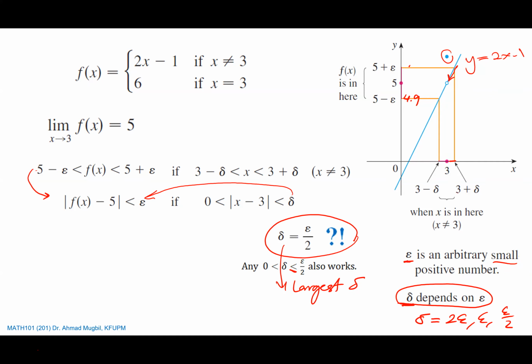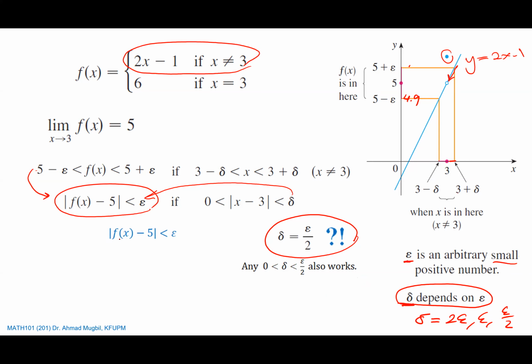How to do that? How to know that it is epsilon over 2? This is the main task. The idea is to start by guessing the value. You will start from here. What is your function? When x is not equal to 3, here it is. You will put instead of f of x, 2x minus 1. 2x minus 1 minus 5 less than epsilon. Now simplify 2x minus 1 minus 5, it will be 2x minus 6.